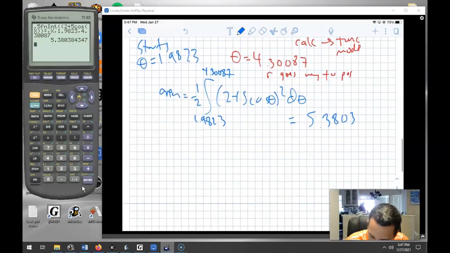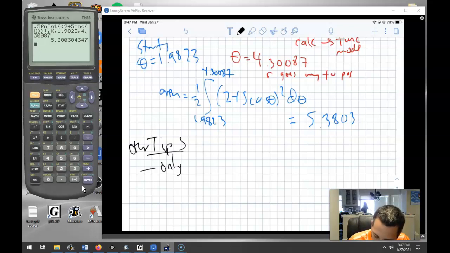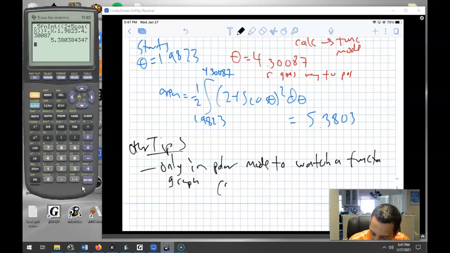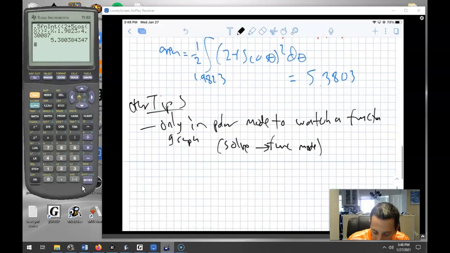Okay, cool. So let me give you just a couple other general tips for polar problems. You are only in polar mode in your calculator to watch a function graph. That's the only time you really want to or even need to be in polar mode. And as you guys know, if you're going to be solving an equation, you must be in function mode.